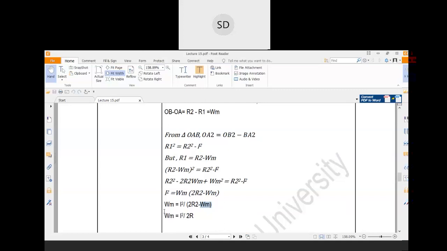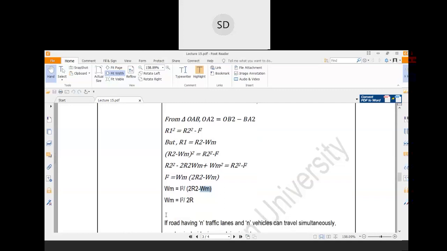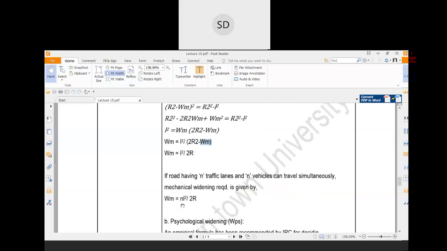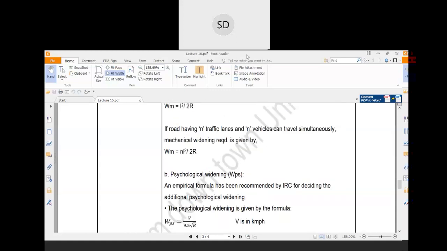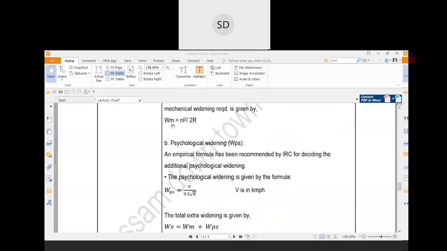Now if there are multiple lanes, suppose the number of lanes in a road is n, in that case your extra widening would be n into L square divided by 2 into R. Now, another widening is there that is called psychological widening. You get the psychological widening by an empirical formula: Wps equal to V by 9.5 root R, where V is in kilometer per hour.